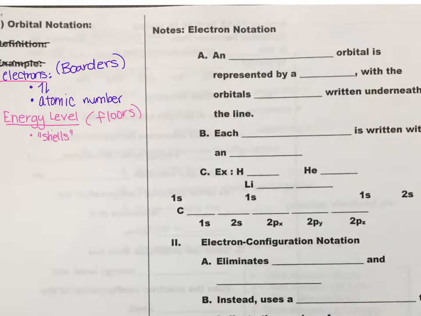Your energy levels, as you just showed me for cesium, you said it was on the 6th floor. You got that from periods. And periods are your rows, the horizontal things. Okay?